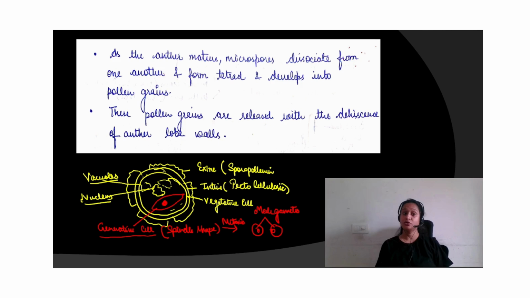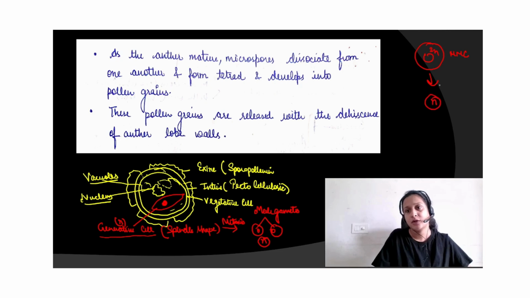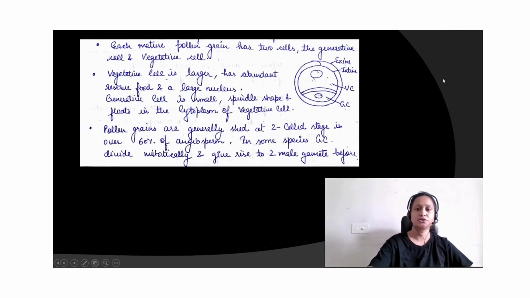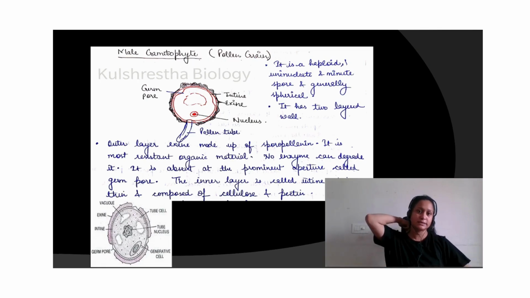So as I told you, generative cell is haploid, because pollen grain is a haploid structure. Every cell is haploid here, whether it is a generative cell or a vegetative cell. Now if a haploid cell is forming a haploid cell, what will it do? It will do equational division, which is mitosis. Is that clear? Because microspore mother cell is diploid in nature, and it has to form the microspore. Microspores are haploid. So microspore mother cell will do what? Meiosis division. Meiosis is reductional division. Right? So this pollen grain is a haploid structure.